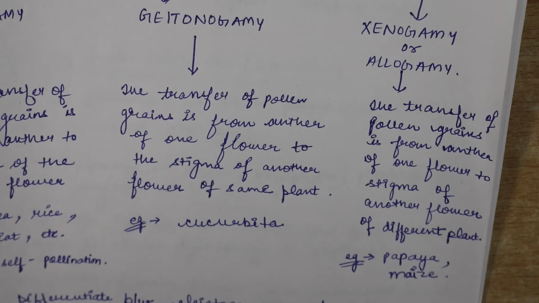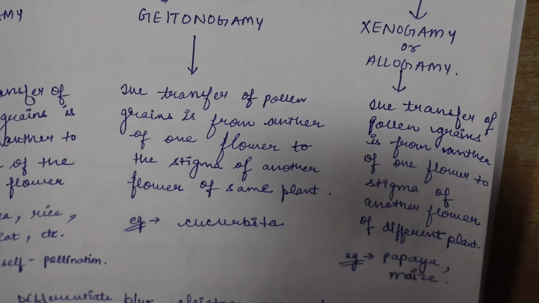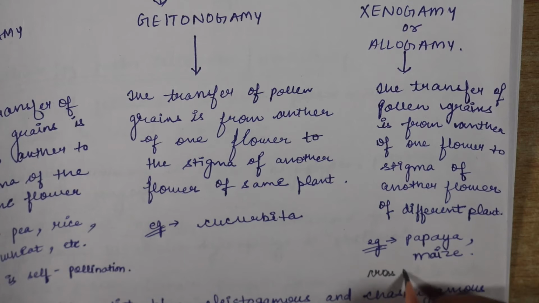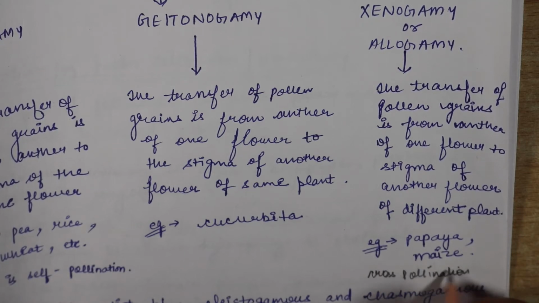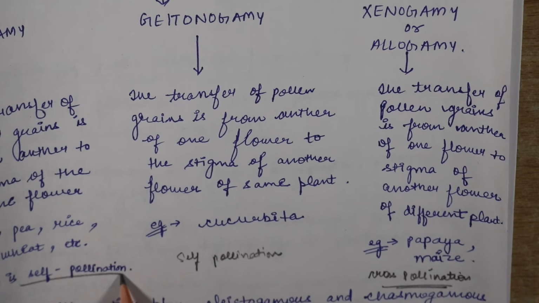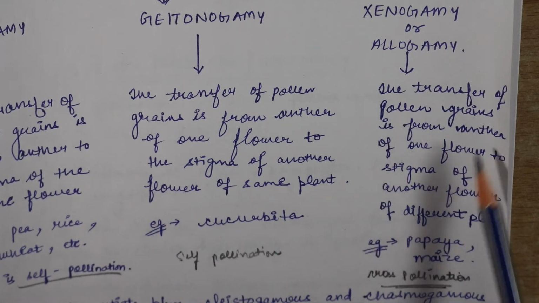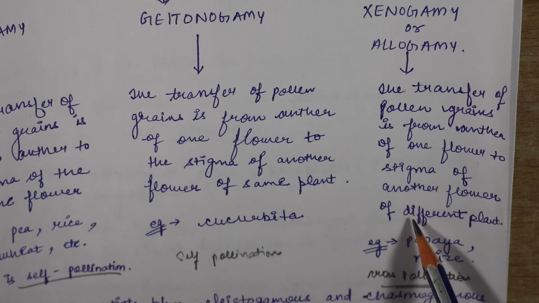Then the next one is xenogamy or allogamy. It is the transfer of pollen grains from the anther of one flower to the stigma of another flower, it is cross pollination. Means the transfer of pollen grain from one flower to the stigma of another flower, in a different plant. For example, papaya and others.